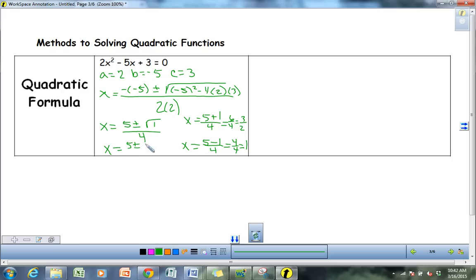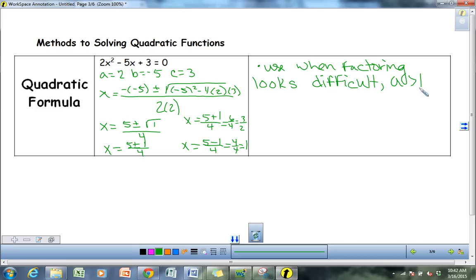I actually took the square root of 1 to be 1. Alright, use quadratic formula when factoring looks difficult. So if you can't easily find those factors, use quadratic formula. Or use it when a is greater than 1. So if your first term is bigger than 1, use quadratic formula. Or you might use it when you can't factor. So sometimes these equations are not factorable. Use when you can't factor.